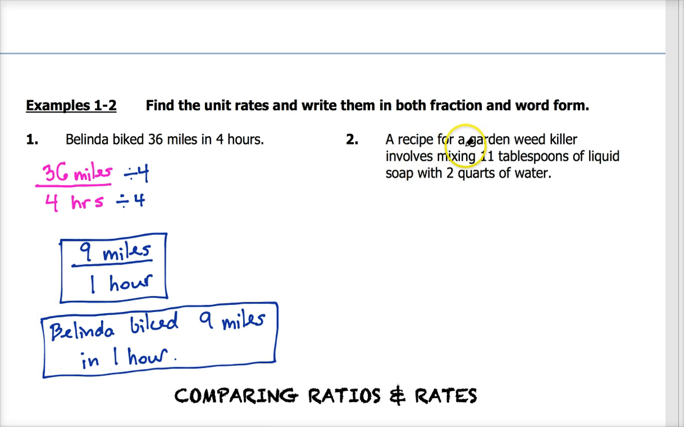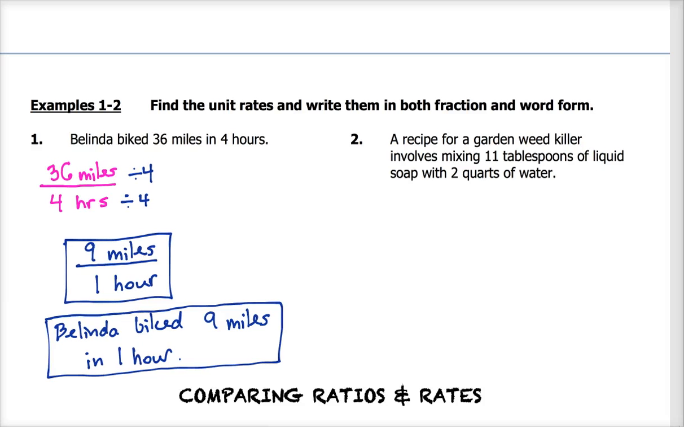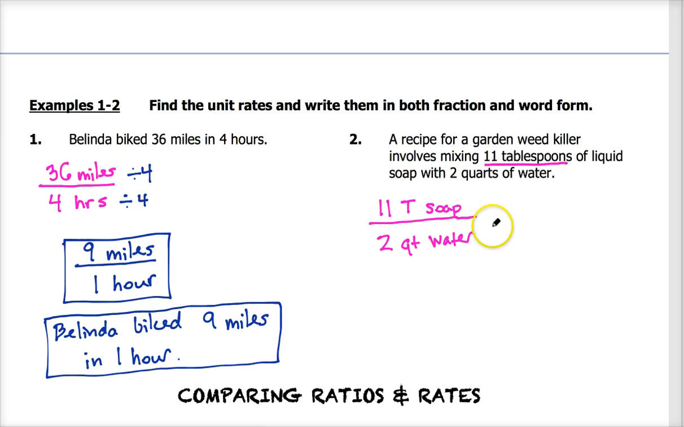Number 2 says a recipe for a garden weed killer involves mixing 11 tablespoons of liquid soap with 2 quarts of water. So here, our rate is 11 tablespoons, and the abbreviation for tablespoons is just a capital T, and that's of soap per every 2 quarts of water. So to make this a unit rate, I need to divide the numerator and the denominator by 2. And so in the denominator, that gives me 1 quart of water.